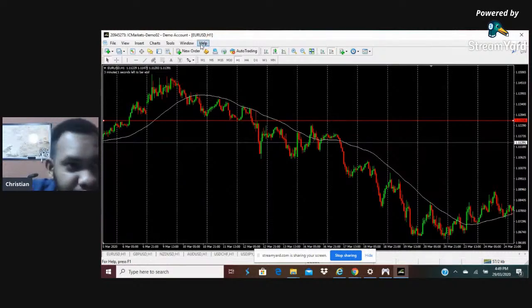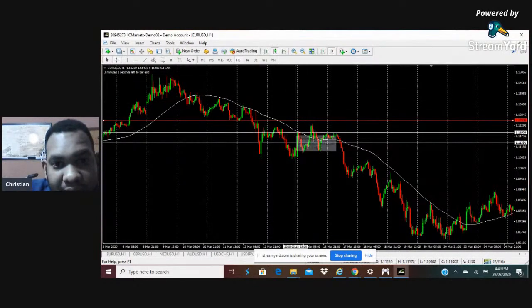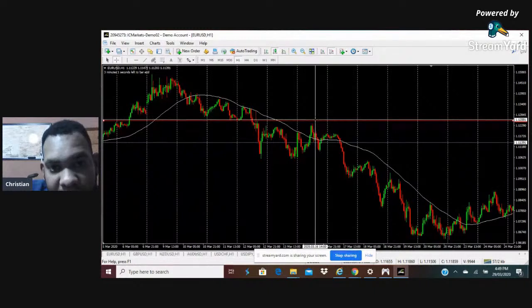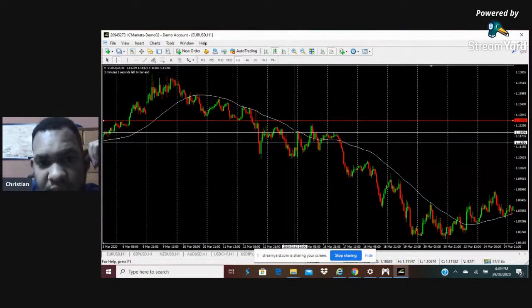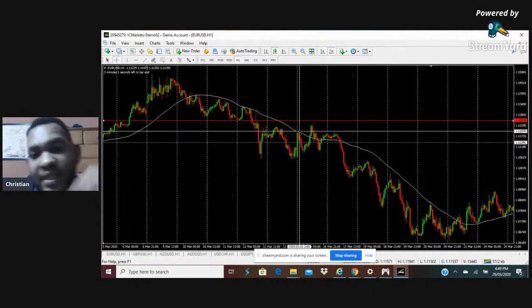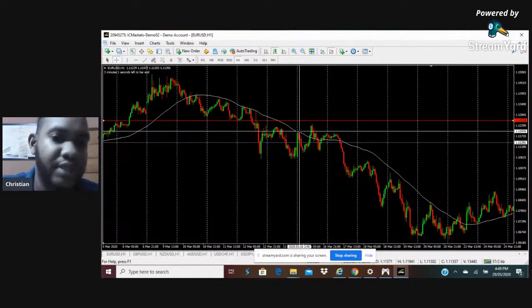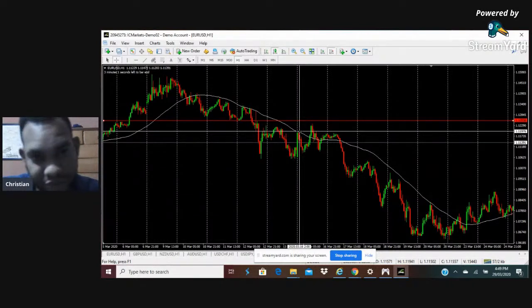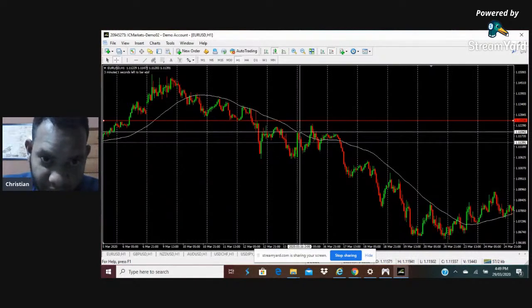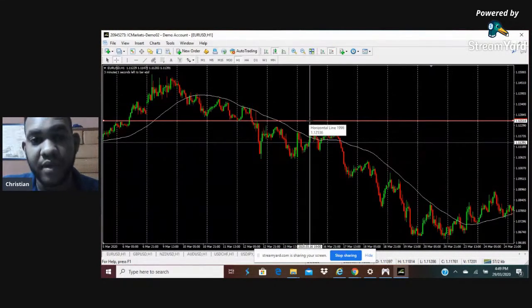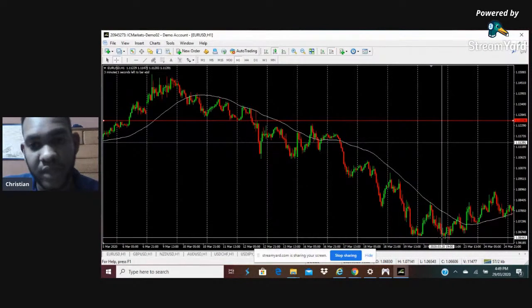So for example, I entered here and I put my 50 pip stop loss here. That means I am taking this trade on probably a $100 account or a $200 account, but let's say a $100 account. With a 50 pip stop loss from here, I entered, a 1 cent trade would bring a $5 loss to make $72. That is a very good risk to reward ratio when you are catching the trend.